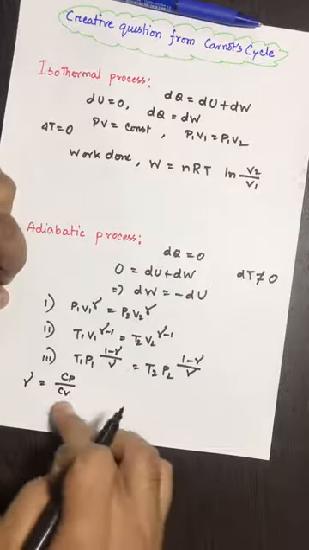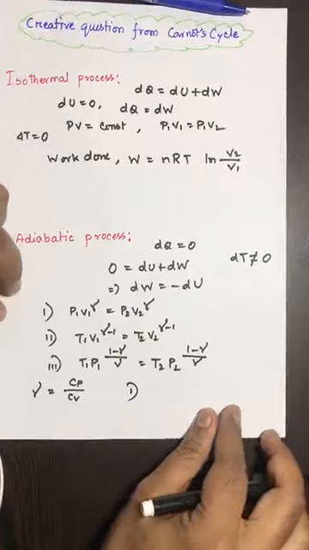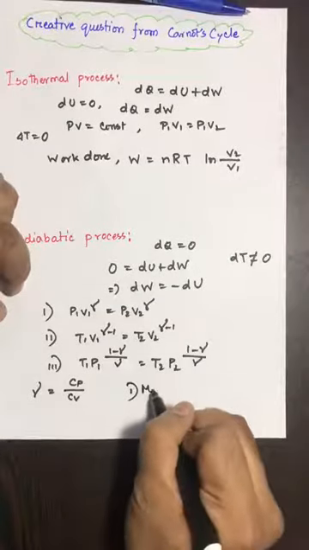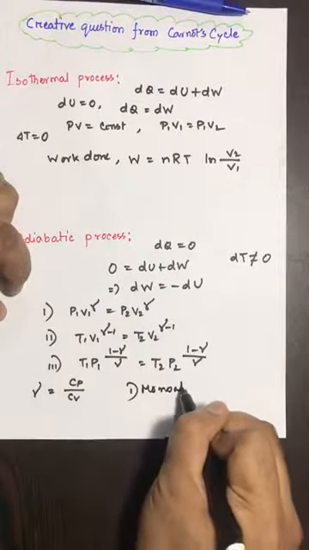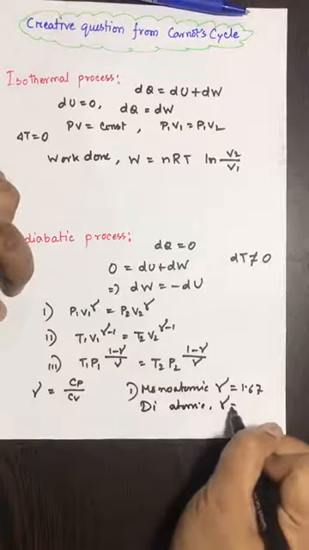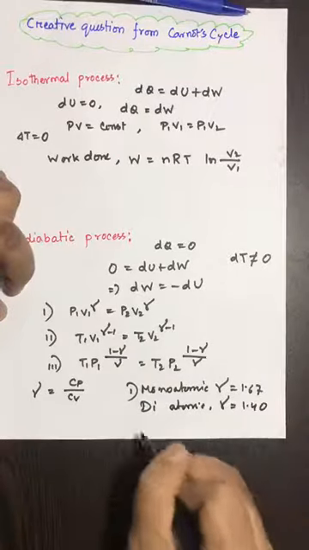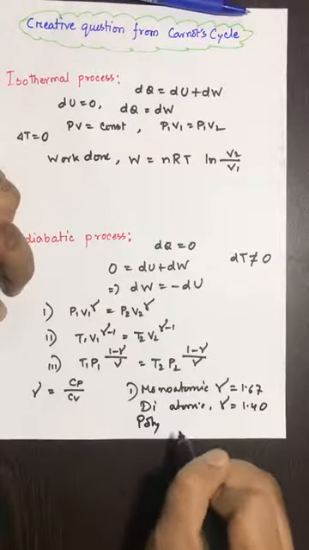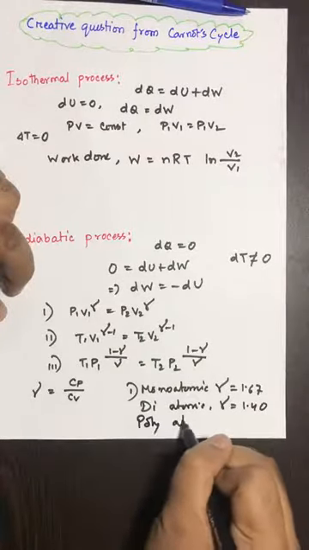Number 1, do you see that? Yes. For monoatomic, gamma is 1.67. For diatomic, gamma is 1.40, and for polyatomic, gamma is the value of 1.33.